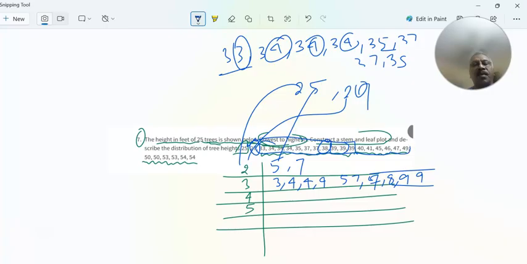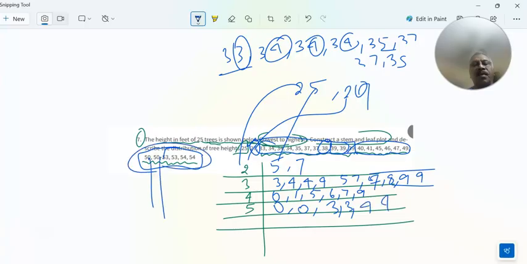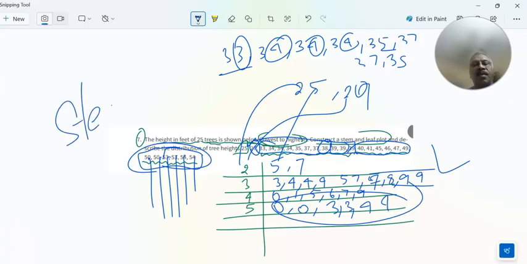Then for the 40s, we have 0, 1, 5, 6, and 9. And for 5, there are 4 of them. These are the ones. So it will be 0. You see? So we have 0, 0, 3, 3, 4, and 4. So that's called a stem leaf plot, or it's also called a stem leaf graph. Let's go to the next question.